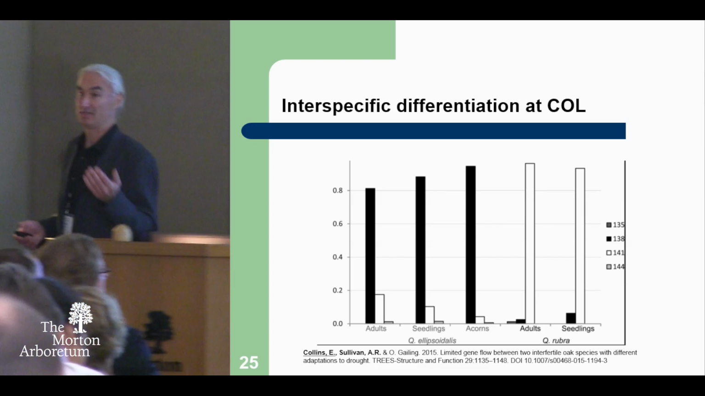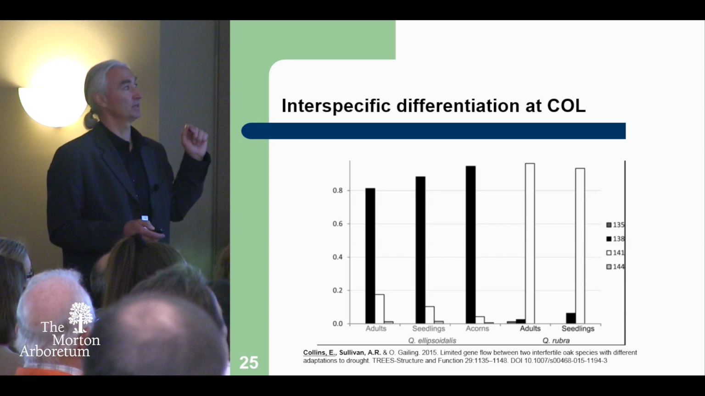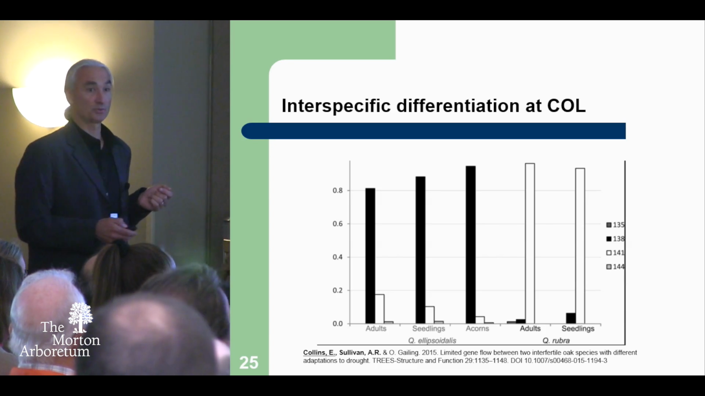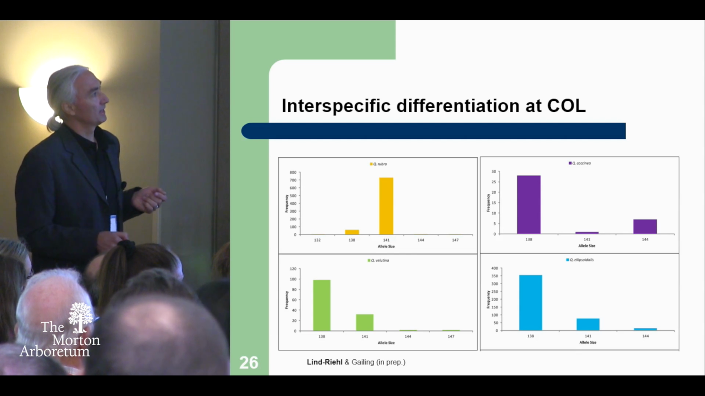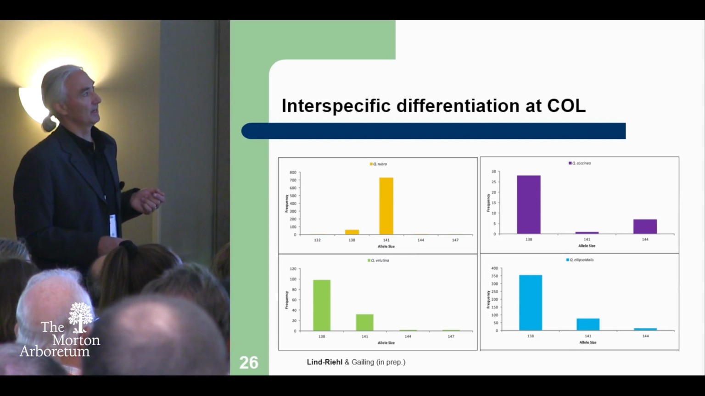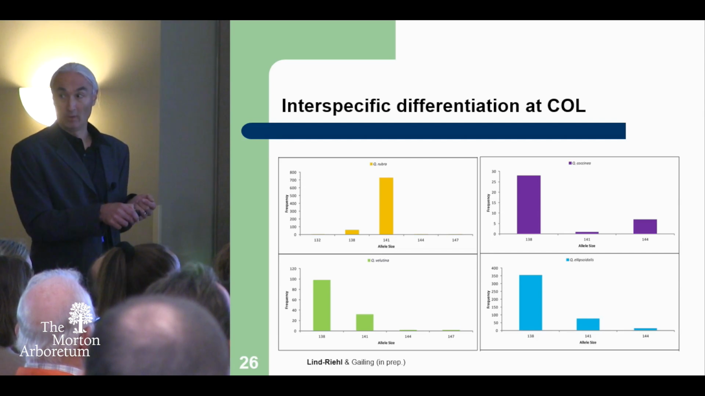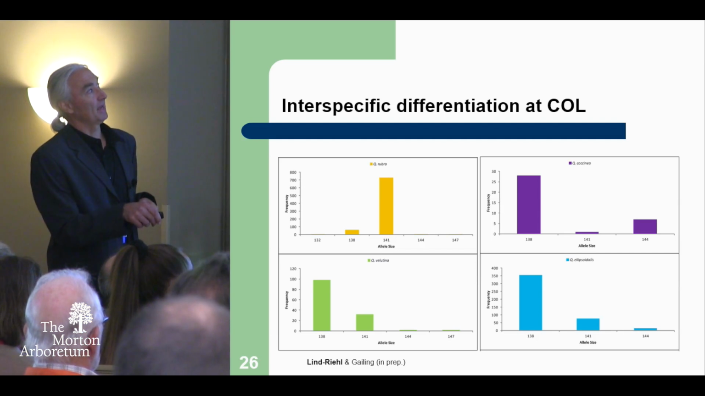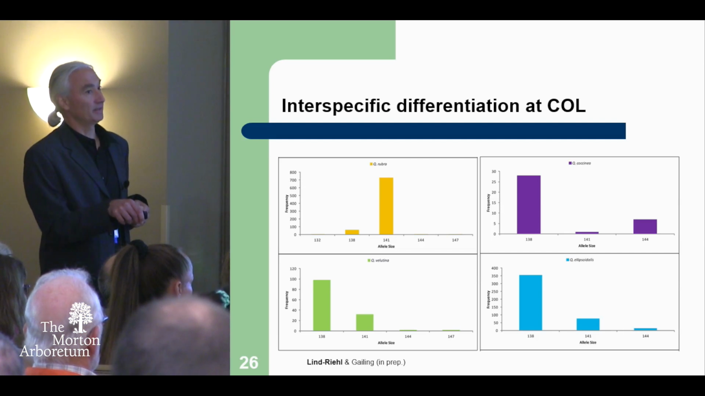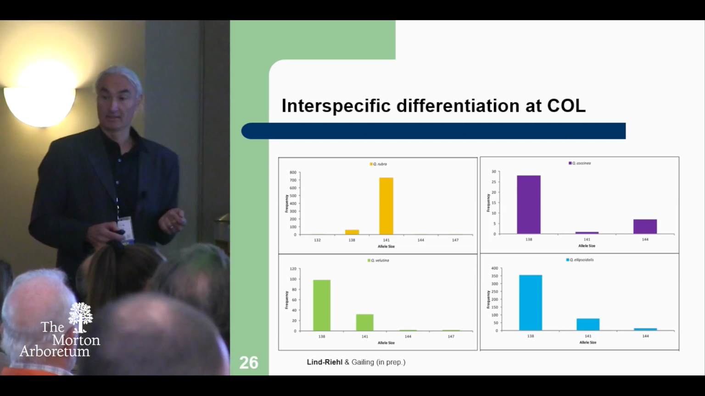So we looked at the distribution in different generations, seed and seedling generation, and we also looked at the 3 other species, and we found an interesting pattern. Again, in Quercus rubra, it's mainly the one allele with 148 base pairs. And in all the 3 other species, the other allele is predominant.